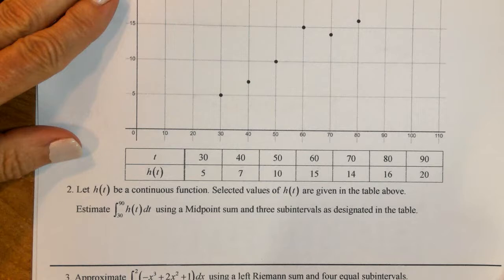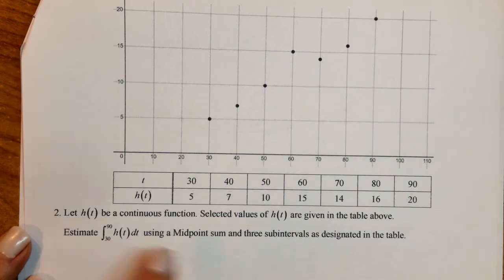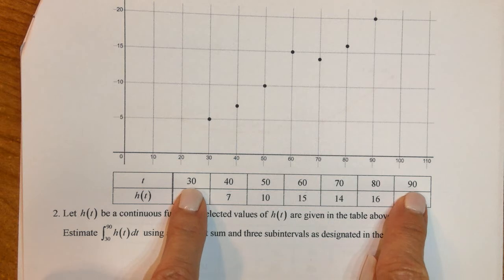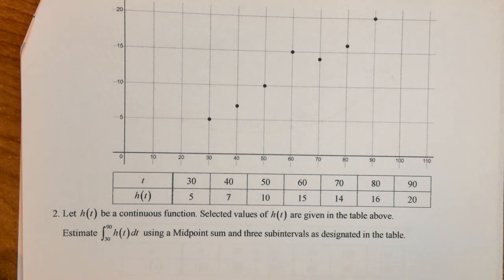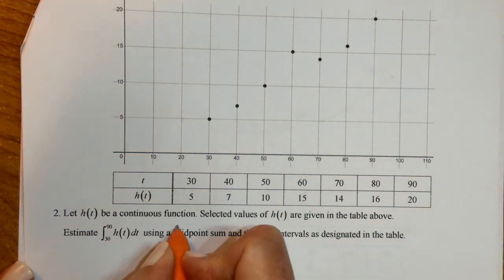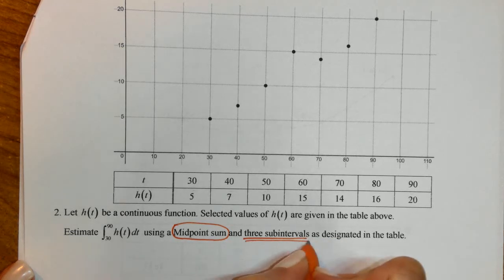Another example. Number 2. All right, let h be a continuous function. Selected values of h are given in the table above. Estimate the integral from 30 to 90. I always make sure if they want 30 to 90, that I'm using the correct values. So we're using a midpoint sum and 3 subintervals.